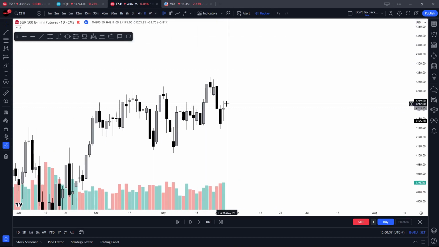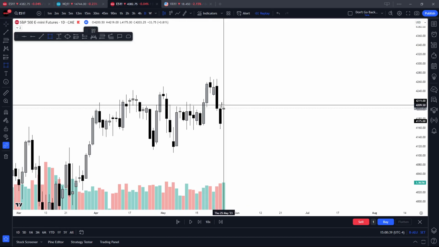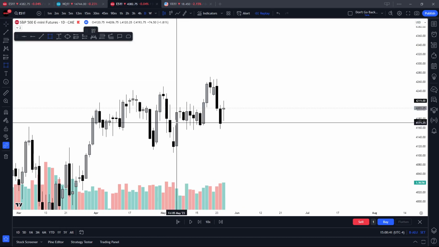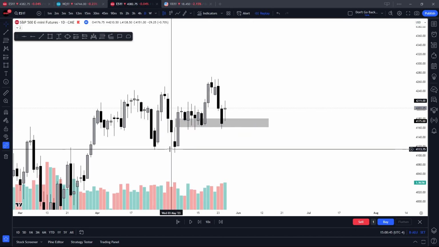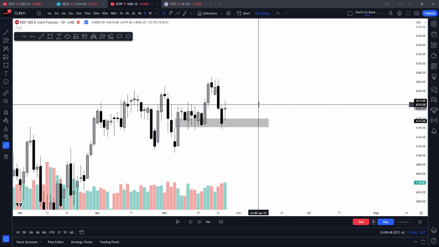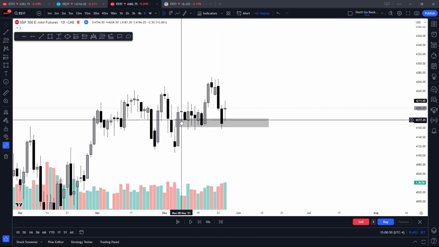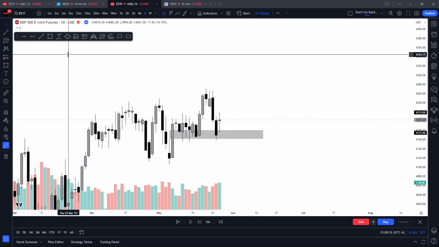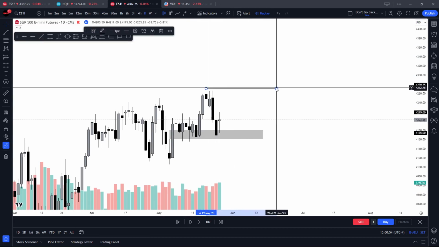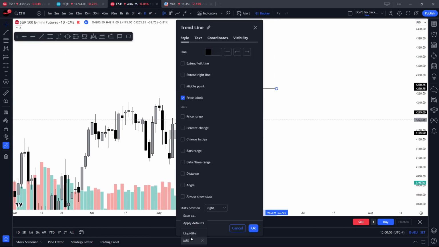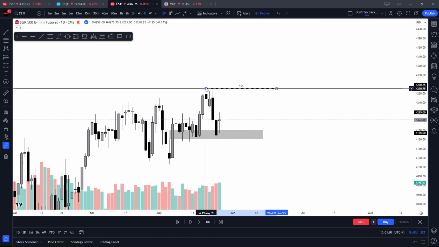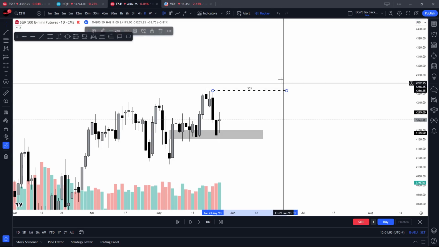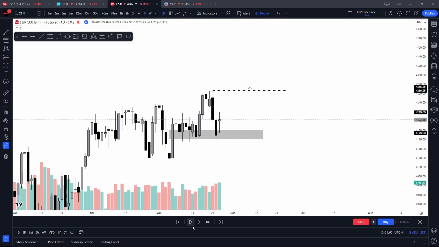I'm in replay mode here. You can see right here we have a daily fair value gap. We are holding this fair value gap. It's as simple as this. We're holding this daily fair value gap, so ideally we're going to be targeting bullish, targeting a bigger higher time frame liquidity pool. So we're bullish, and we're holding this fair value gap right here.